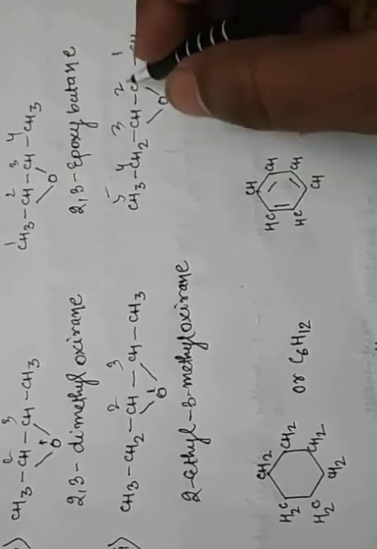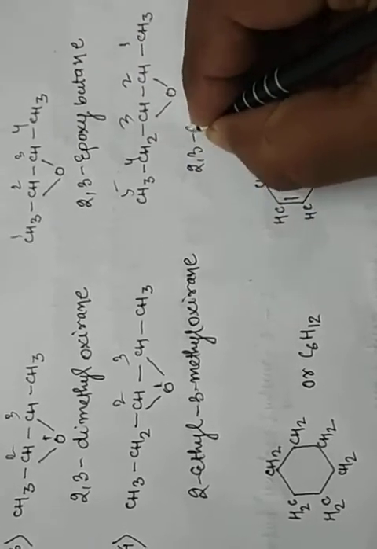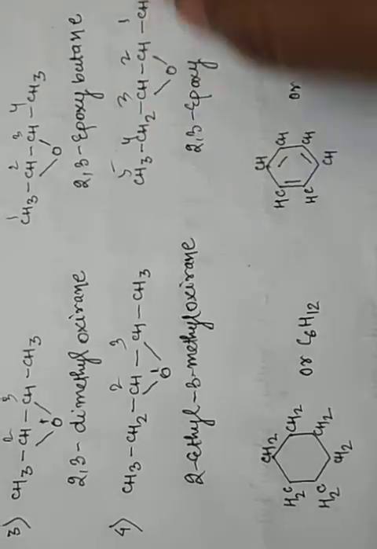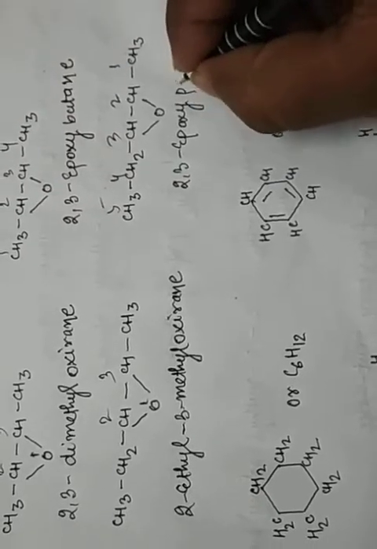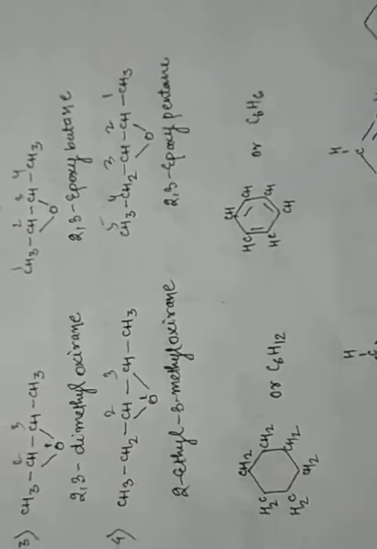Okay. So now 1, 2, 3, 4, 5. So 2, 3. What? This is an epoxy group. 2,3-epoxy, and the main chain carbon is 5. What? Pentane. Clear? Okay. Now there is some example.